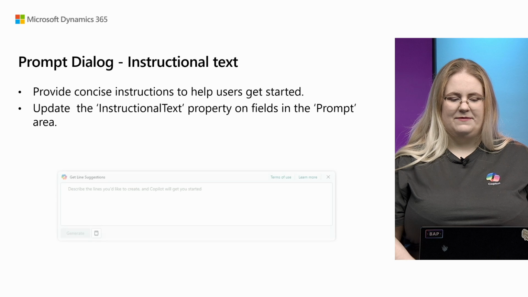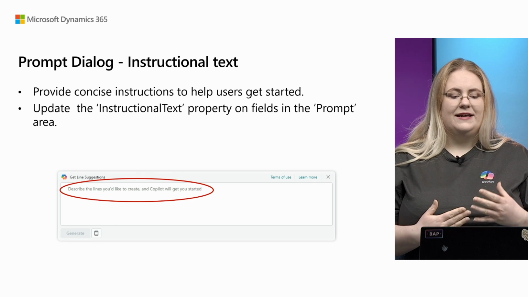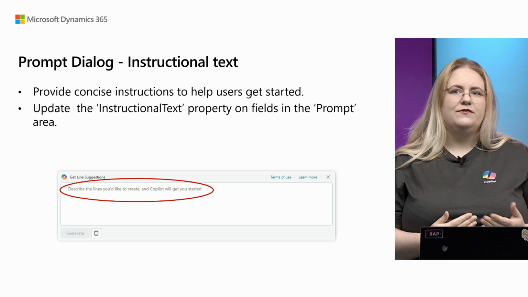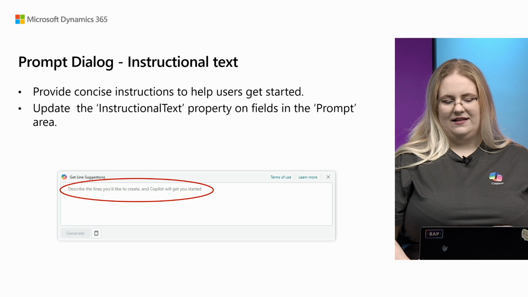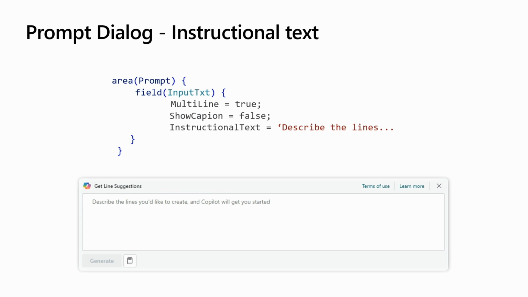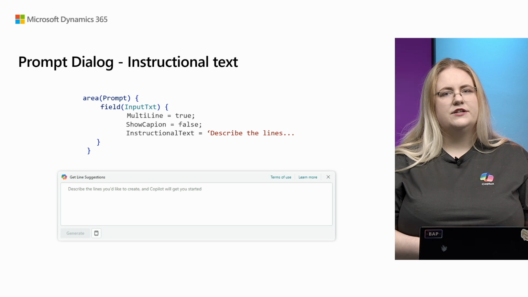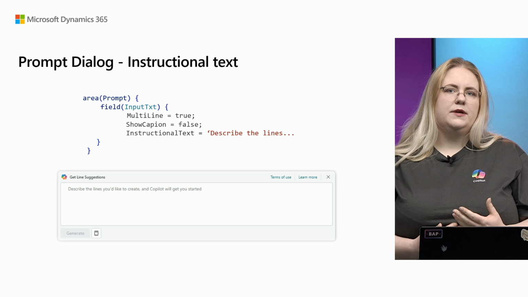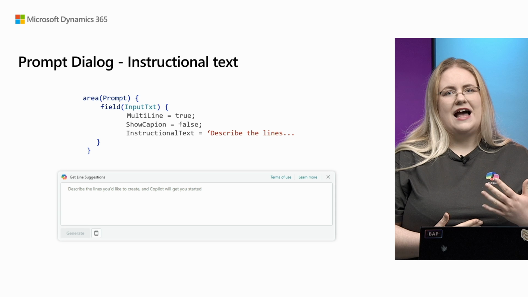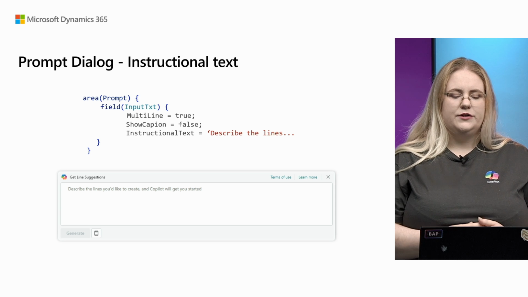First of all, now we can provide concise instructions to help users get started. They will be displayed as an instructional text if you update the instructional text property on fields in your prompt area in the prompt dialog. So to achieve the displayed instructional text, if you update the instructional text on this input text field, it will display this text. It is worth mentioning that it is not meant to be used as example prompts. This is the general instruction to help your users understand what is the expectations of them to input into the prompt dialog.